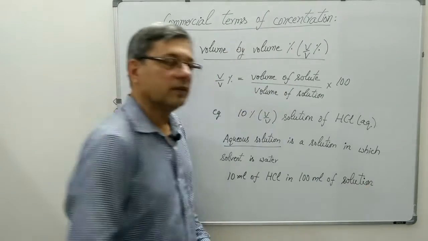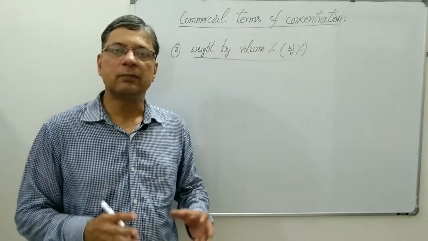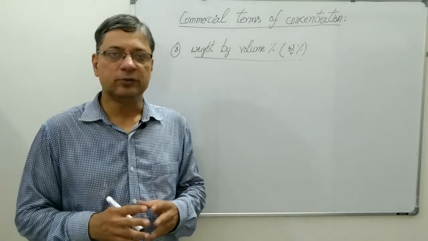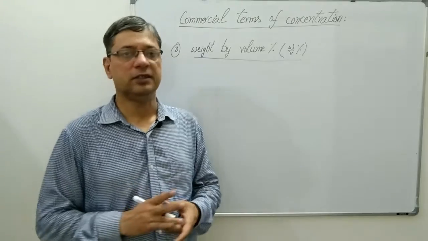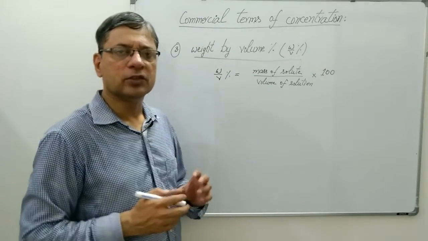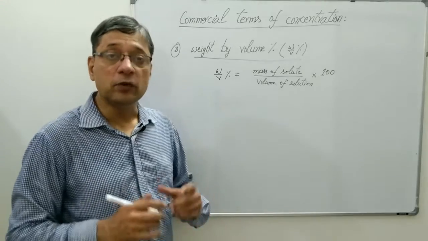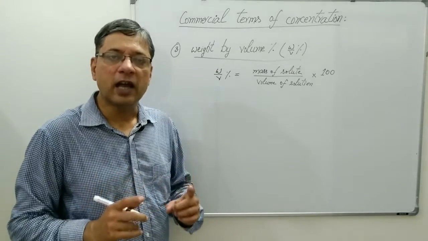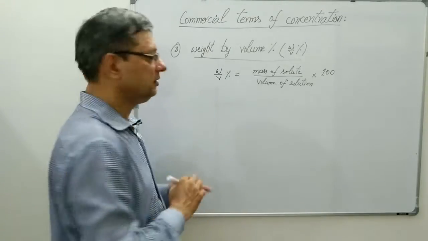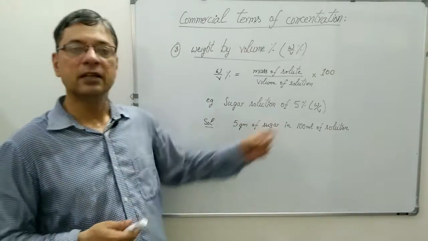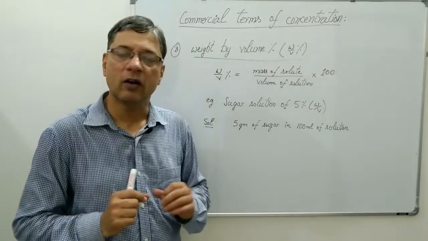Next term is weight by volume percentage. The third term is weight by volume percentage. It is equal to mass of solute upon volume of solution into 100. For example, a sugar solution of 5% weight by volume is given. It would mean 5 grams of sugar in 100 ml of solution.